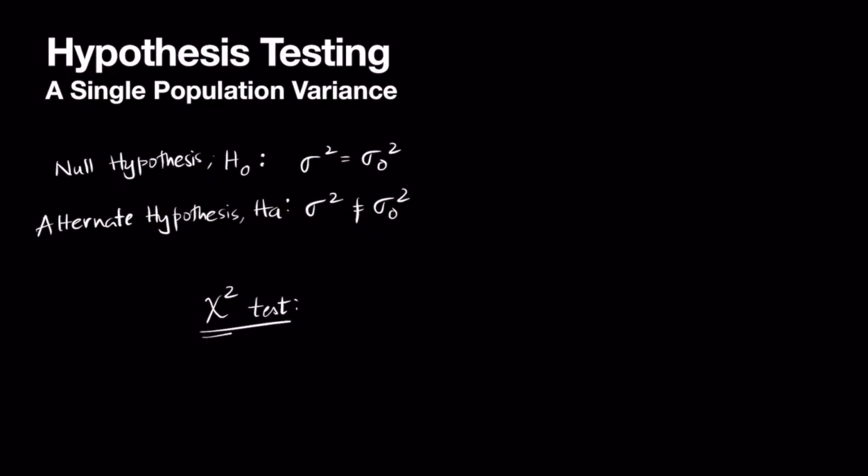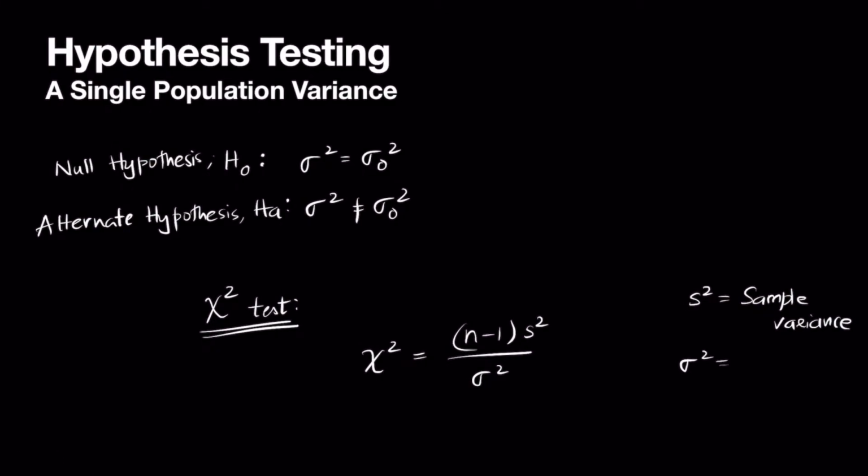In the chi-square test, we calculate the value of chi-square. The chi-square value is calculated as n minus 1 times s square by sigma square, with s square representing the sample variance and sigma square representing the population variance. So remember these two, that s square represents the sample variance and sigma square represents the population variance.